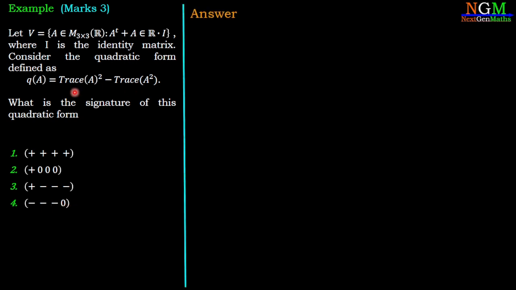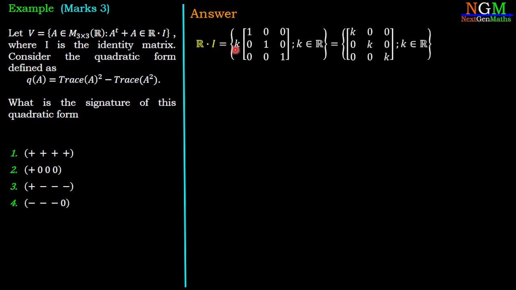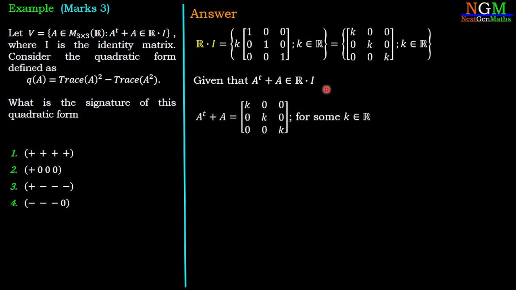Solution. To solve this problem, we have to construct the quadratic form of A, but that A is given in V. So what is V? V is a set of 3 cross 3 matrices over the real numbers with the condition A transpose plus A belongs to R·I. First of all, R·I is the set of K times the identity matrix where K belongs to R. Therefore, K00, 0K0, 00K with K belongs to R are the elements of R·I. Now we are given that A transpose plus A belongs to R·I. Therefore, A transpose plus A equals K00, 0K0, 00K for some K belongs to R.